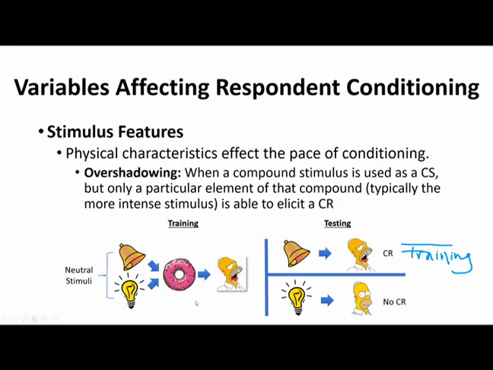All right, our next variable to consider is the stimulus features, which are just the physical characteristics of that particular stimulus. The physical characteristics of a stimulus are going to affect how quickly we acquire that stimulus, or how quickly we learn about that stimulus.